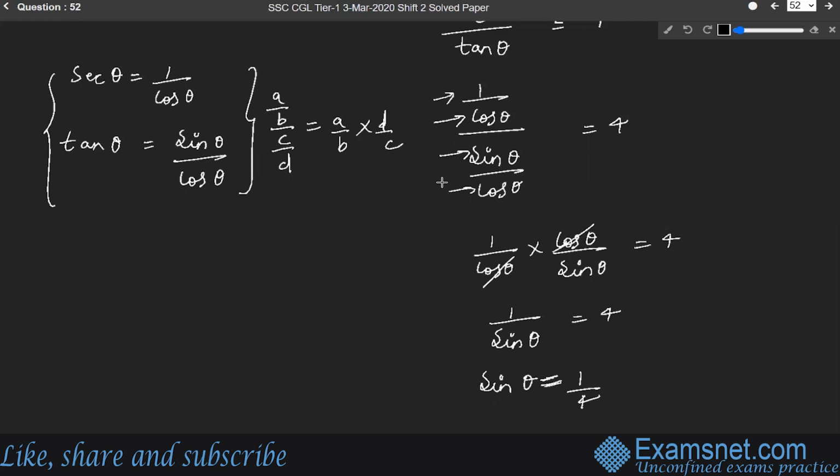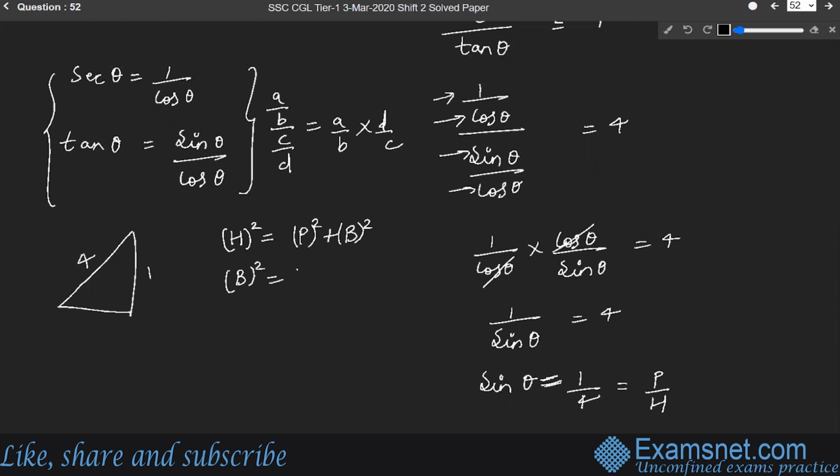So let us consider a right angle triangle here. We have the value for sin theta. What is sin theta? Sin theta is perpendicular upon hypotenuse. It means that perpendicular is 1 and hypotenuse is 4. Okay. Now what is the Pythagoras theorem? Pythagoras theorem is hypotenuse square is equal to perpendicular square plus base square. All right. Now let us substitute the values of hypotenuse and perpendicular here to get base. Okay. So from here, base square will be equal to hypotenuse square minus perpendicular square.